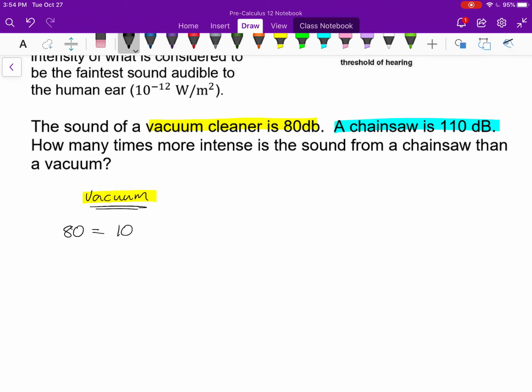So 80 equals 10 times the log. And again, at this point, like before, I don't really care about this I over I naught. I care about the whole quotient together. So altogether, I'm just going to call everything inside there V for vacuum. And that V will represent really how many times more intense the sound of a vacuum is compared to this I naught, which again is generally considered to be the quietest sound a human ear can hear. But again, that number won't even matter. What will matter is how it compares to the chainsaw.